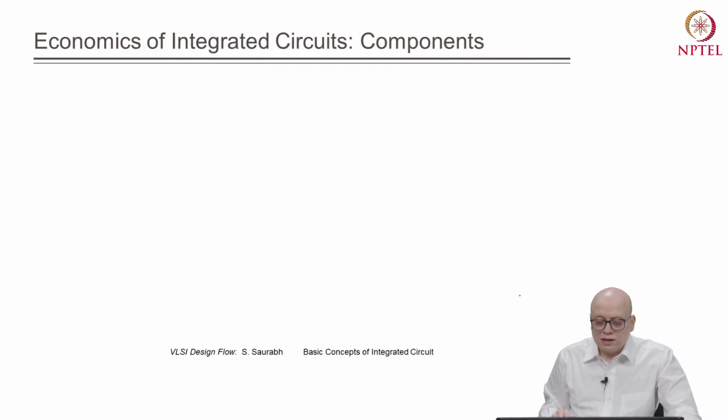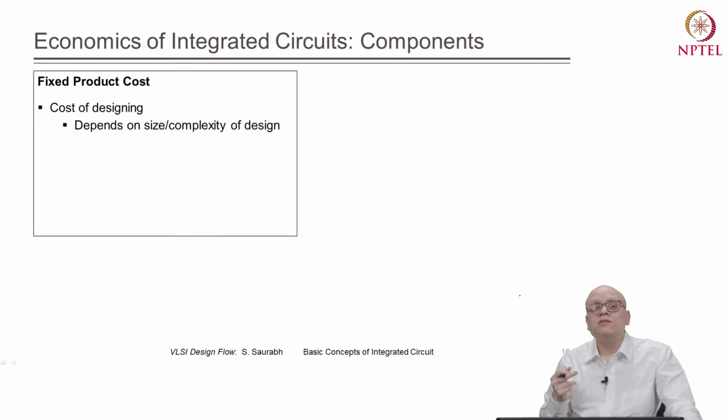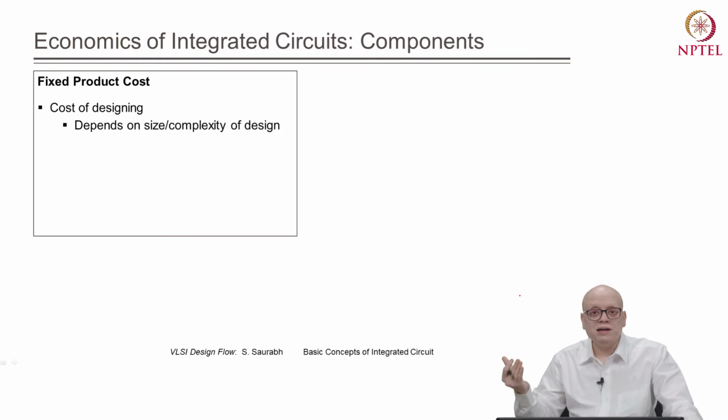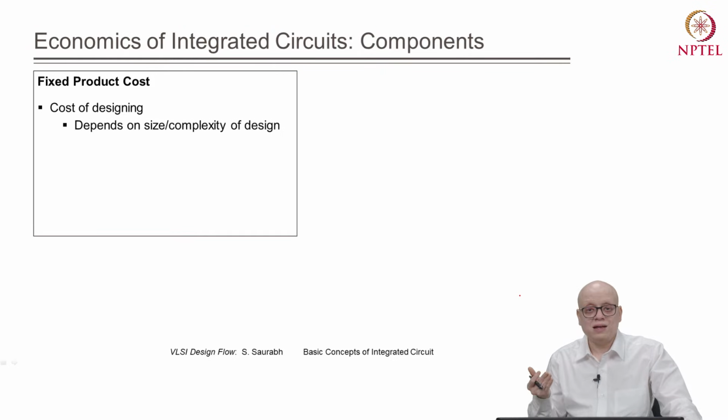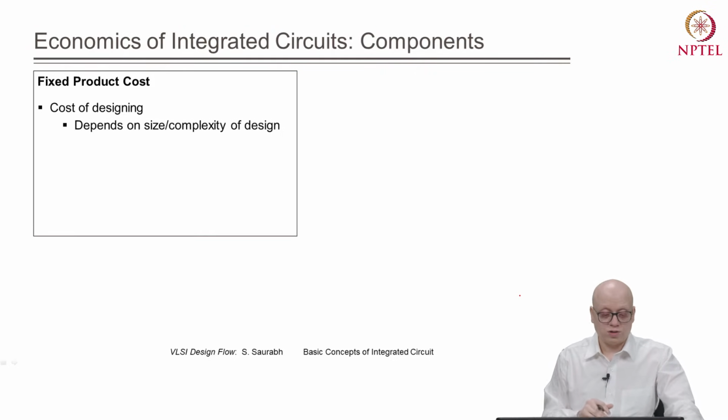If we consider the cost of an integrated circuit, there are various components, and we can divide them into two types. The first one is fixed cost and the other is variable cost. Fixed costs are those cost components which do not depend on the volume of product, meaning that if we produce, say, 10 items or 1 million items, the cost will remain the same. Those costs are known as fixed cost.